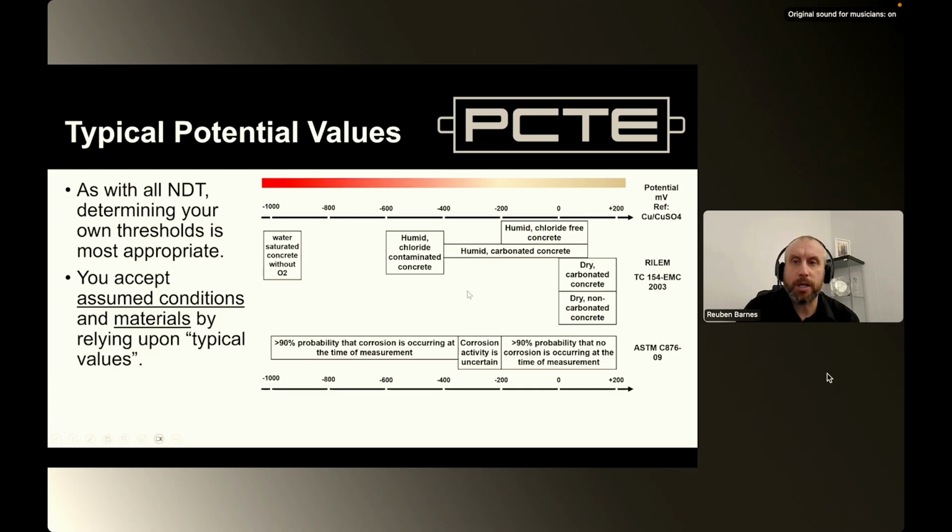We have some international standards, such as this RILEM, which I kind of like because it actually takes into account some of the environmental factors and gives you a number that we could shoot for in terms of what we're encountering in the environment. It doesn't tend to take into account cover.